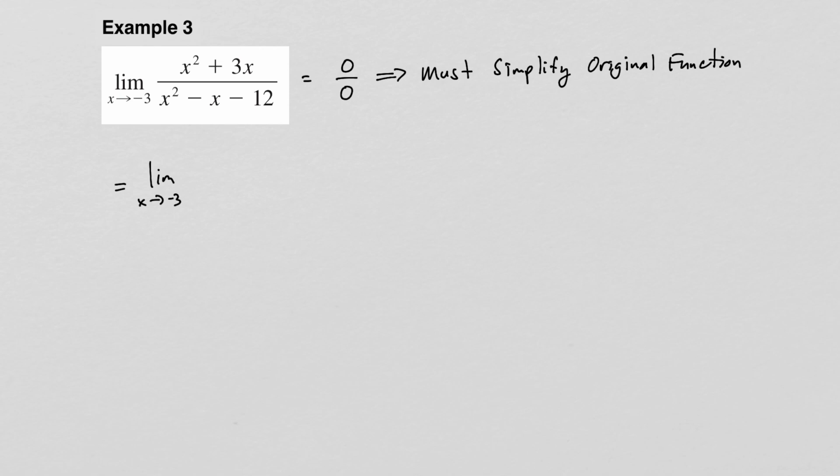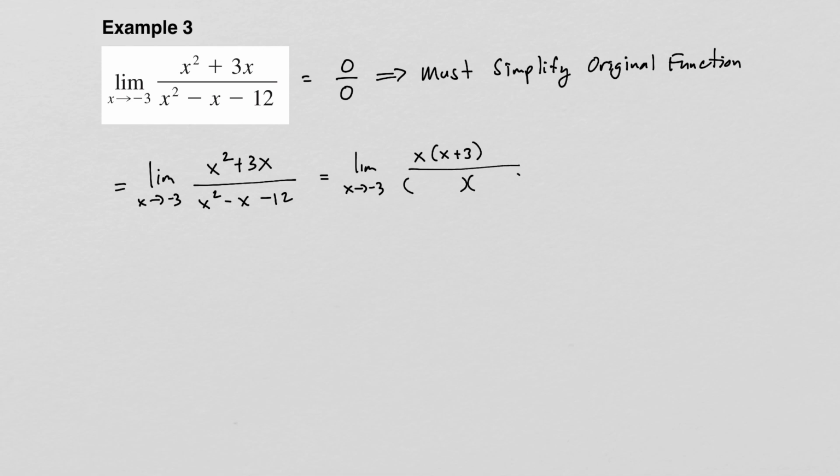So we have our limit. In the numerator, we have x squared plus 3x, and in the denominator, x squared minus x minus 12. We can simplify this expression by factoring the numerator and factoring the denominator. So x squared plus 3x will factor into x times x plus 3, and x squared minus x minus 12 will factor into x minus 4 times x plus 3.